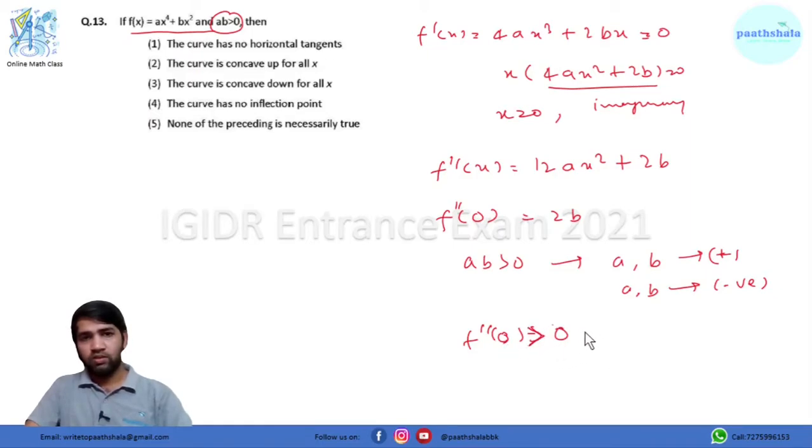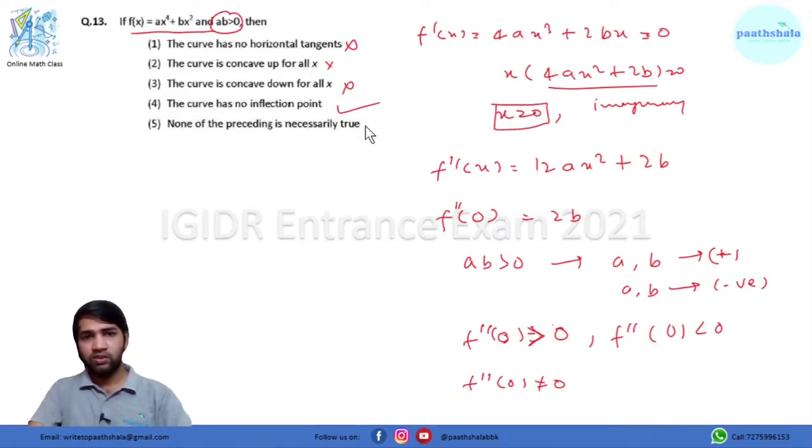Okay, so this will be showing concave up, and if f double dash 0 is less than 0, so this will be concave downward. So we cannot comment on these things clearly. Okay, but look, we can comment on this one thing, that is f double dash does not equals to 0. So that means the curve has no inflection point. Okay, so this for sure we can say, but here you can also see that this is x equals to 0. So that means the curve is having a horizontal tangent. Okay, so this point will also not work. So only this is the right option. So option 4 is the right option.